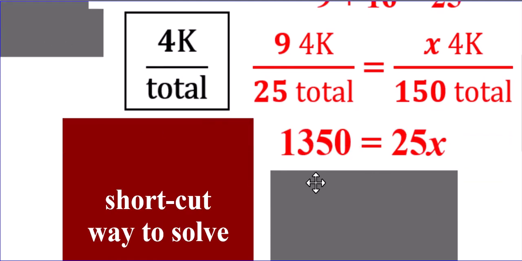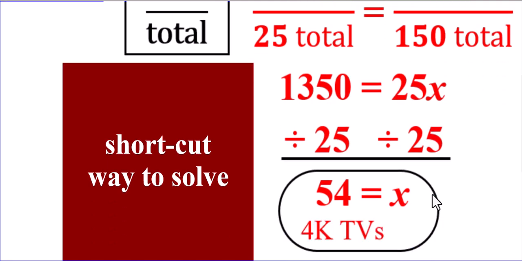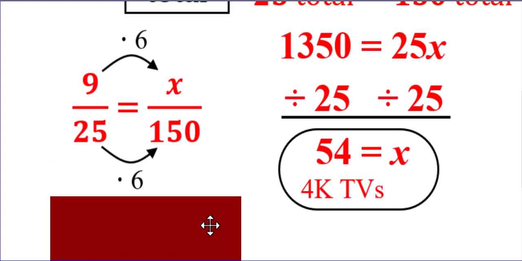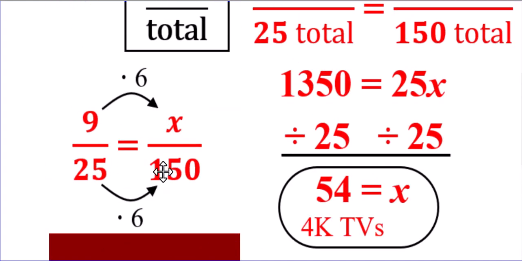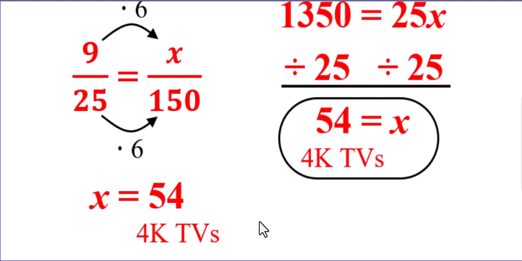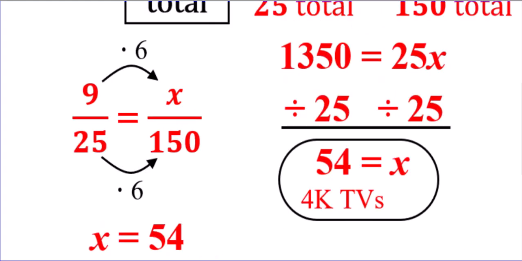You can cross multiply and solve, and that will give you your answer of 54 4K TVs. Or you could notice the shortcut. Since I can take 25 times 6 to get 150, think quarters, then I can take 9 times 6, and that will give me 54 for my answer a lot quicker, if you know those shortcuts.